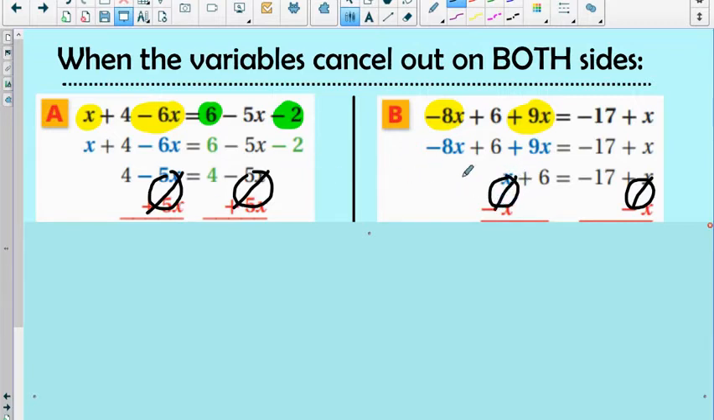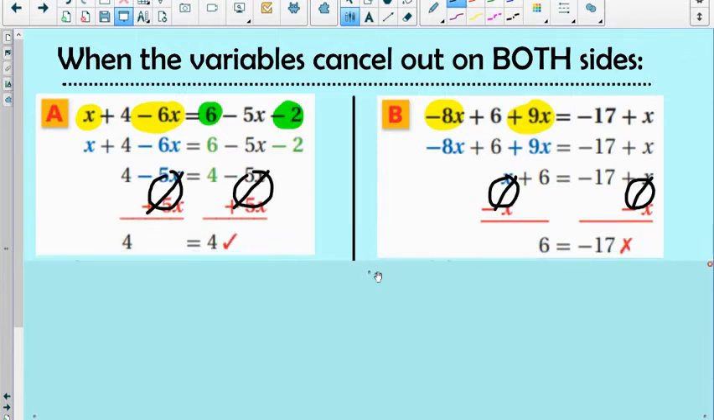So in both examples, A and B, the variables canceled out on both sides. Normally we don't see this. Normally they cancel out on one side and you combine them on the other side to become something else.